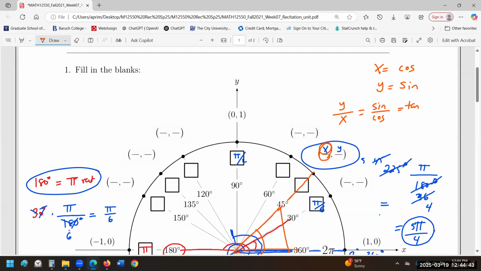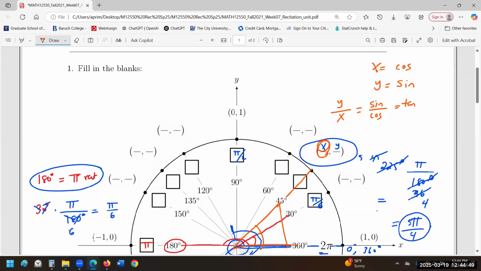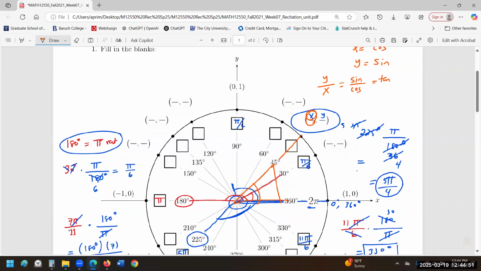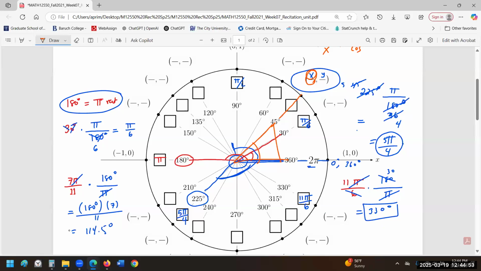So now, how do we find all these x values and y values? Well, let me show you a fun trick. This looks messy. Let me erase everything so that it looks nicer.